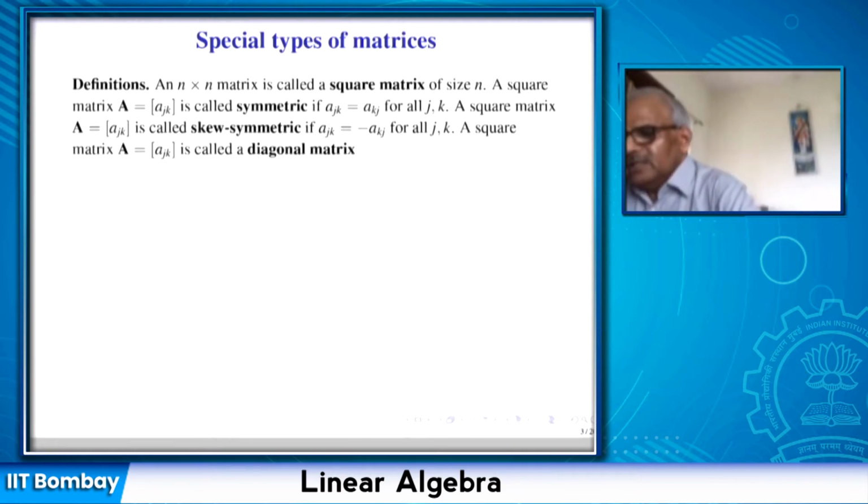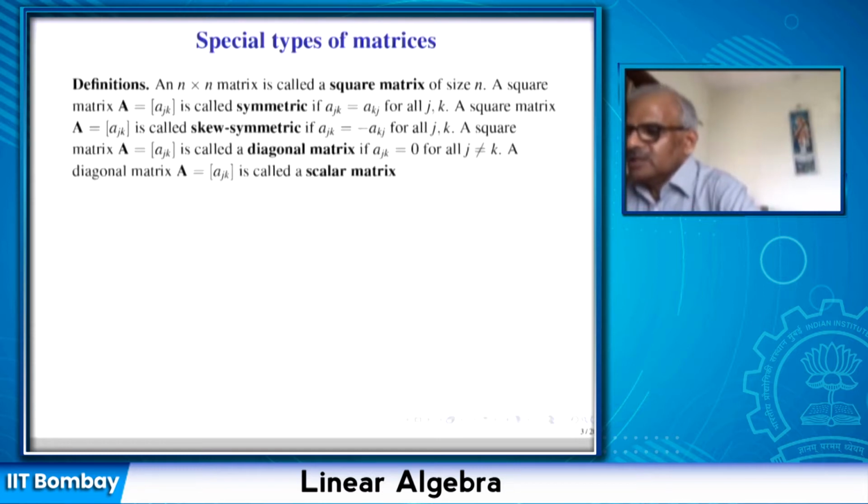In contrast with symmetric matrix, a matrix is called skew symmetric if AJK is minus AKJ. Okay. And a square matrix is called a diagonal matrix if the entries which are away from the principal diagonal are all 0. That means AJK is 0 for all J not equal to K. A diagonal matrix AJK is called a scalar matrix if all diagonal entries of A are equal. So scalar matrix is a special kind of diagonal matrix.